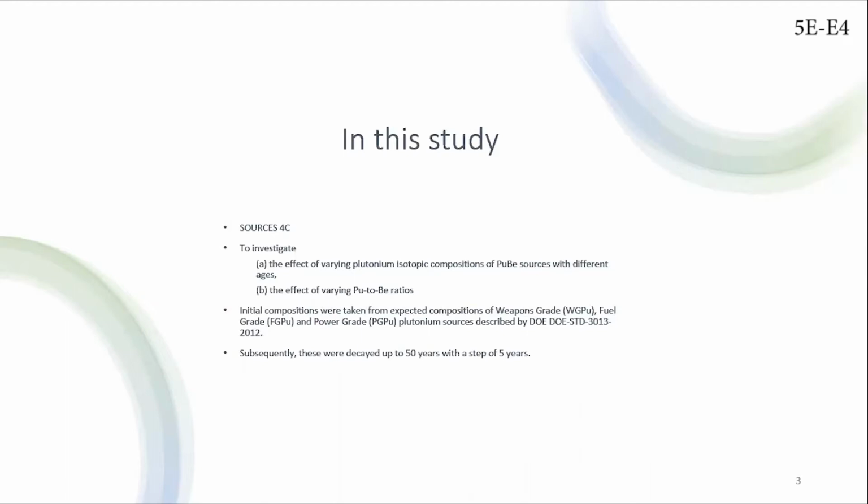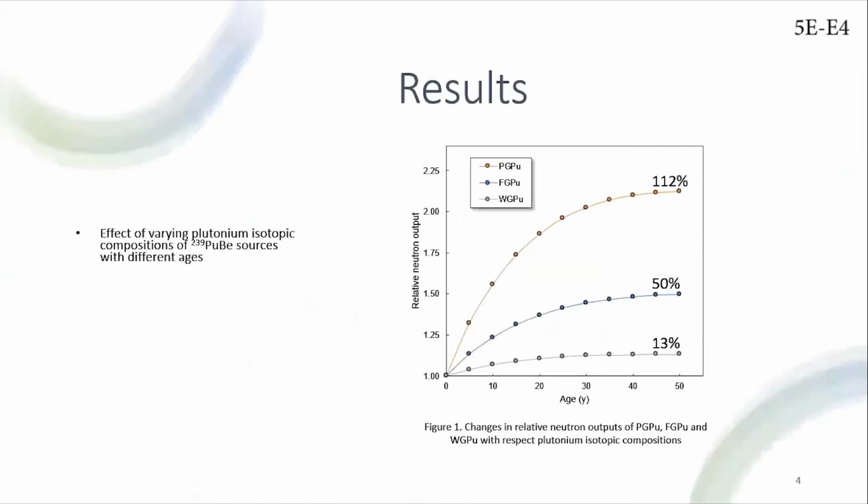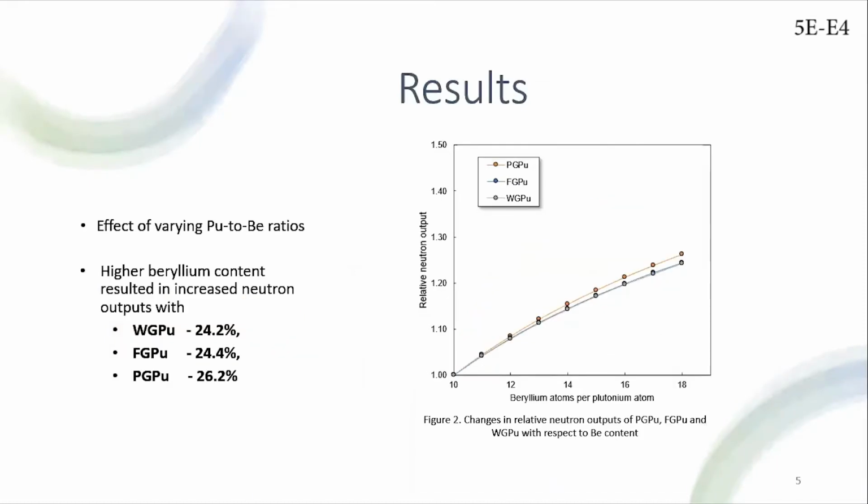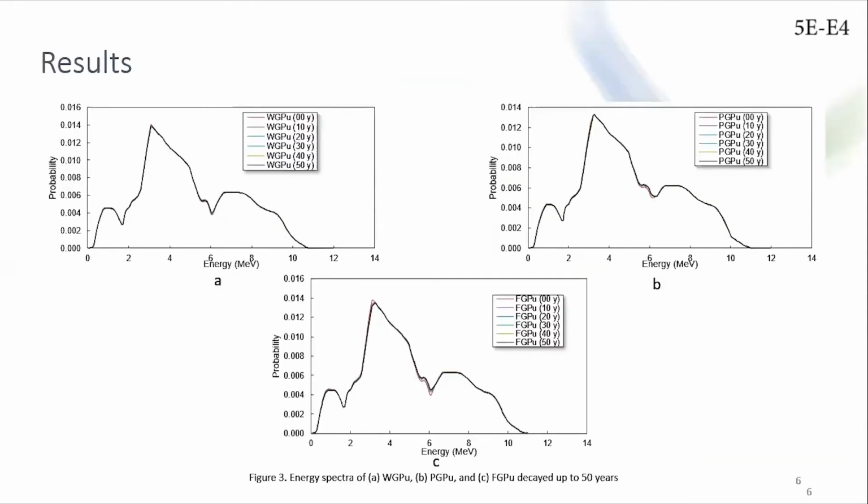In this study, SOURCES 4C was used to investigate these factors by varying the beryllium target atoms and isotopic compositions with weapons-grade, fuel-grade, and power-grade plutonium sources, and by decaying them up to 50 years. Varying their compositions resulted in increased neutron outputs, which are caused by the americium buildup over the years. Also, increased beryllium content increased the neutron outputs.